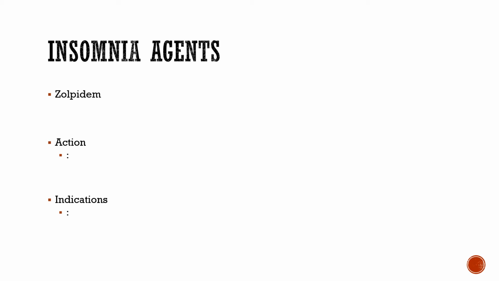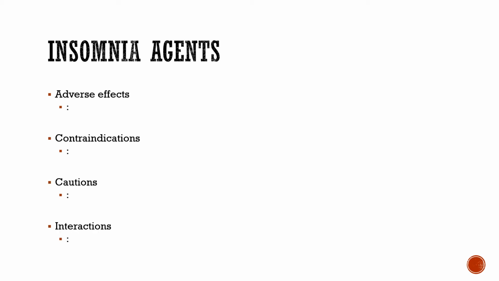But for now, we'll talk about Zolpidem because it's the most common one you'll see as far as these types of insomnia agents. These also act on GABA. They potentiate that GABA, but not quite to the extent that the benzodiazepine is going to, but it's just going to help put them to sleep. And that's our indication, insomnia.